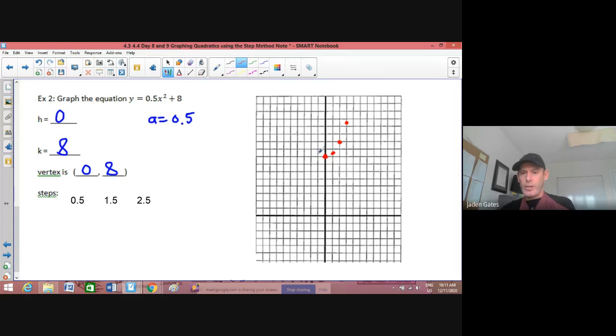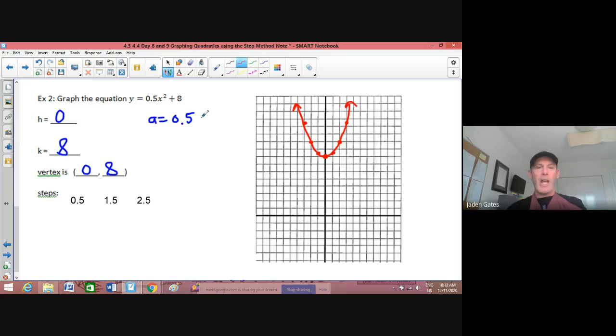Over to the other side, do the same thing. Over 1, up a half. Over 1, up 1.5. And then over 1, up 2.5. There we go. And I draw my parabola. There it is. All right.